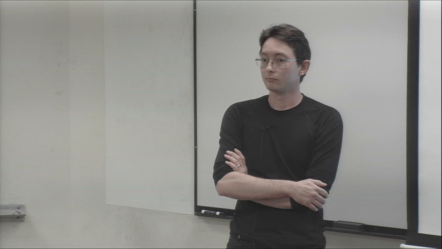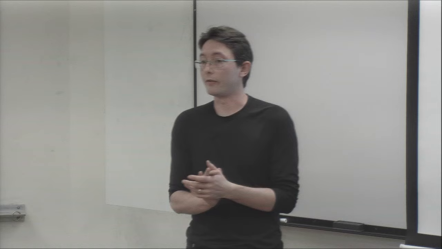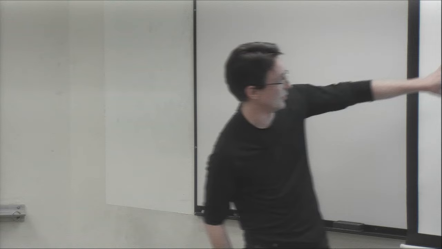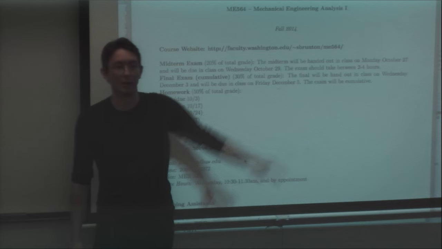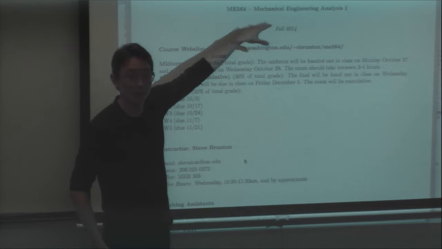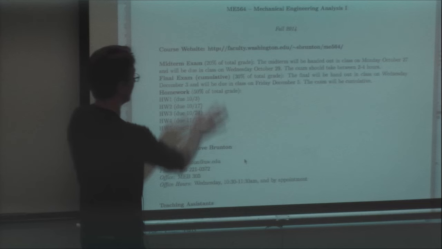Does everyone have a seat? Okay, good. For those of you who came in late, you can find the course website here. It's my website, faculty.washington.edu/ME564. You can find this PDF syllabus, and soon there will be links to everything: lectures, lecture notes, codes, homeworks. Everything will be on this website.